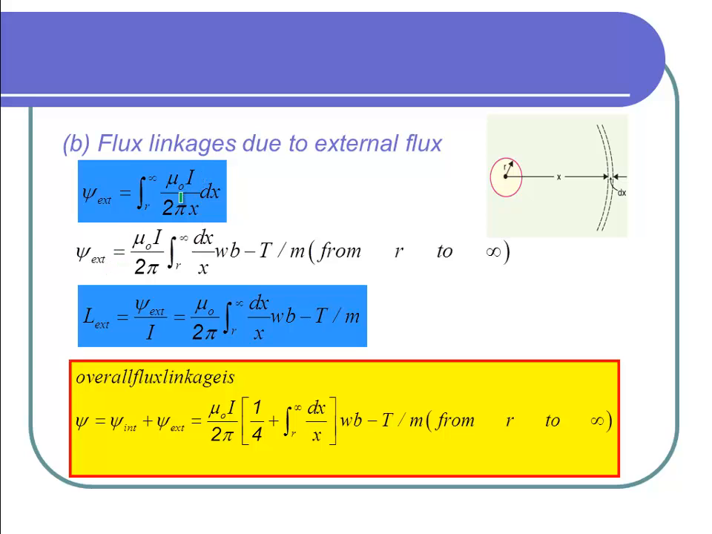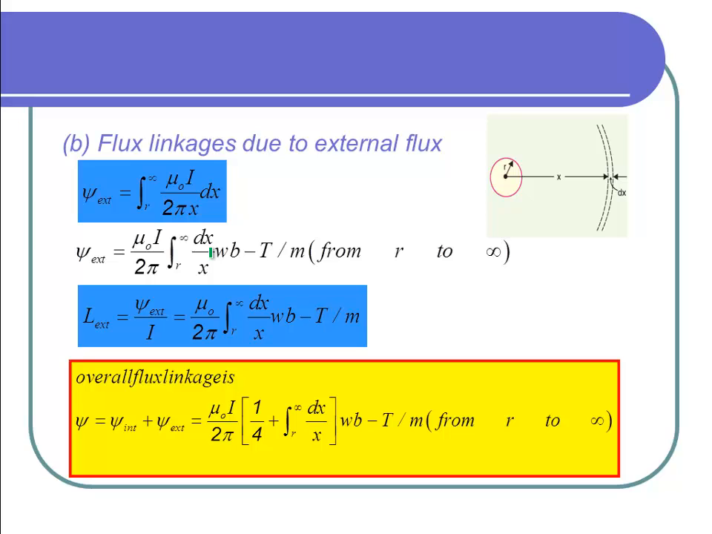So in this one we are able to take some constants outside. This mu naught I by 2 pi, these terms are all constant, so we can simply take them out, and our equation becomes mu naught I by 2 pi integral of r to infinity dx by x Weber turns per meter. And this is the final expression for the external flux linkage from distance r to infinity.